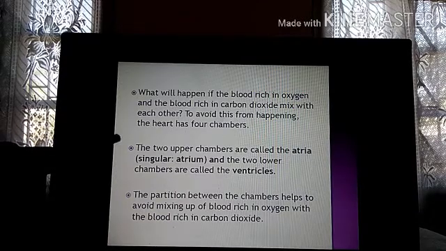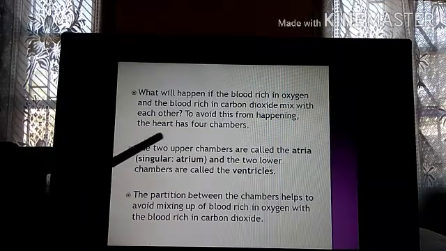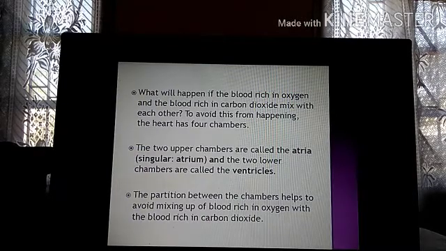So the upper 2 chambers are called atria. Singular is called atrium and plural is atria, the upper 2 chambers, and the lower 2 chambers are called ventricles. I will show you in the diagram. The heart has 4 chambers as I told you. The upper 2 chambers are called atria, and one chamber is called atrium. And the lower 2 chambers are called ventricles, and one chamber is called ventricle.